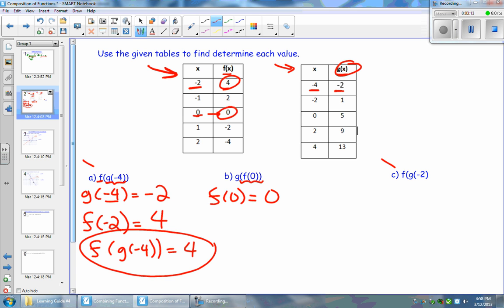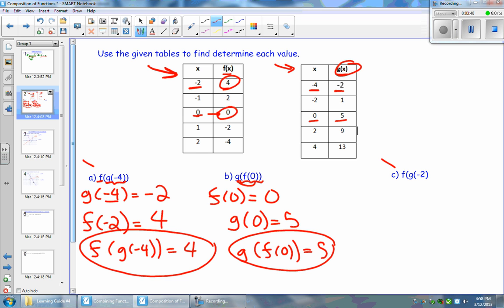Once you find that value, you're going to stick it into your outside function, which is g. So g of 0: you're going to use the second table of values. At x equal to 0, we have a corresponding y value of +5. That's my answer. If you want to finish this off with a nice little statement, we can write g of f of 0 is equal to +5. There's my final answer.